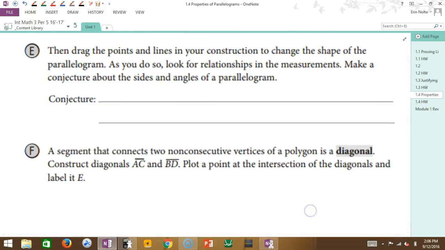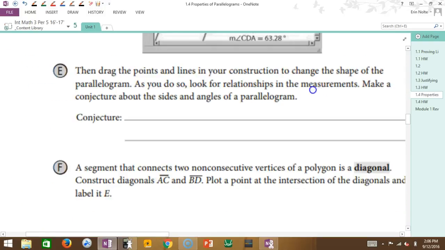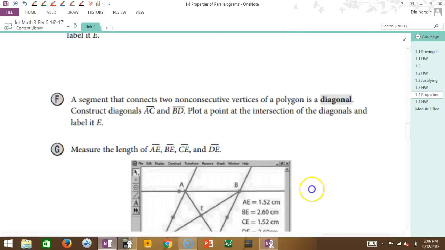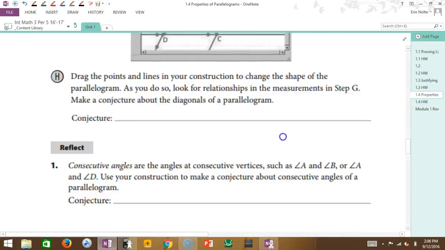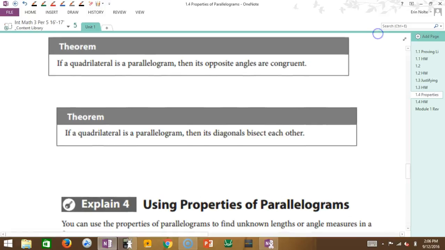Okay, so we just came up with 2 conjectures that we could in fact prove. And I'm going to go right to the part where we make a theorem out of those. Okay, so it is a fact that opposite sides are congruent, and it is a fact that opposite angles are congruent, and it is a fact that diagonals bisect each other.